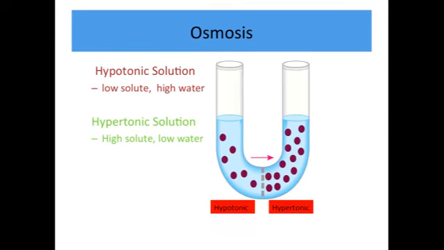Hypertonic, on the other hand, has a high solute and a low water. I think of hyper. If you're a hyper little child running around, it means you probably just ate all your Halloween candy and you got a lot of sugar, so you have a lot of solute in you. So you have a high solute, low water.